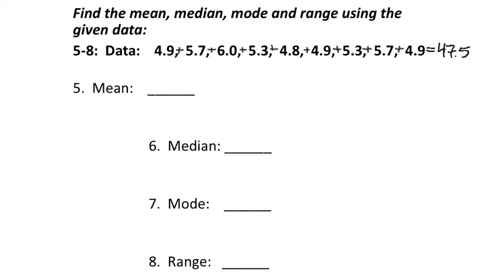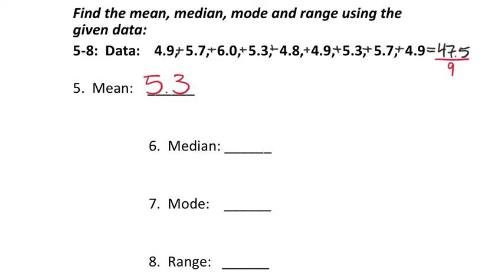And then for the mean, which is the average, we're going to take that sum and divide it by however many numbers there are. So let's see, 1, 2, 3, 4, 5, 6... I got 9 numbers right there. So divided by 9. I take 47.5 divided by 9 in my calculator, because I can't do that in my head, and it gives me 5.27 repeating. So I'm just going to round that to the nearest tenth and make that 5.3. Okay, so that would be our mean, or the average.